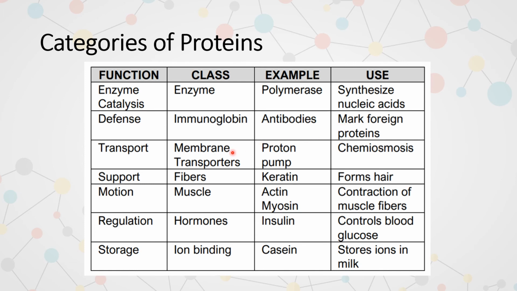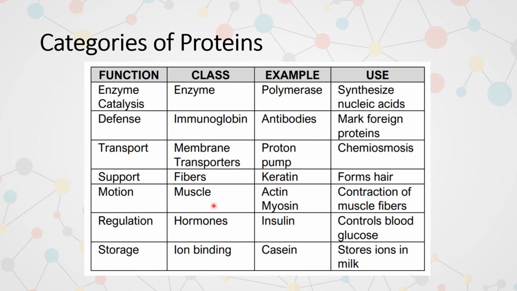We also have membrane transporters. Example niyan, proton pump. So proton pump is a protein used for chemiosmosis. We also have fibers. Fibers is a kind of protein. Keratin, na makikita sa ating nails at sa ating buhok. Okay, so they are considered to be protein. So keratin is used for forming hair.